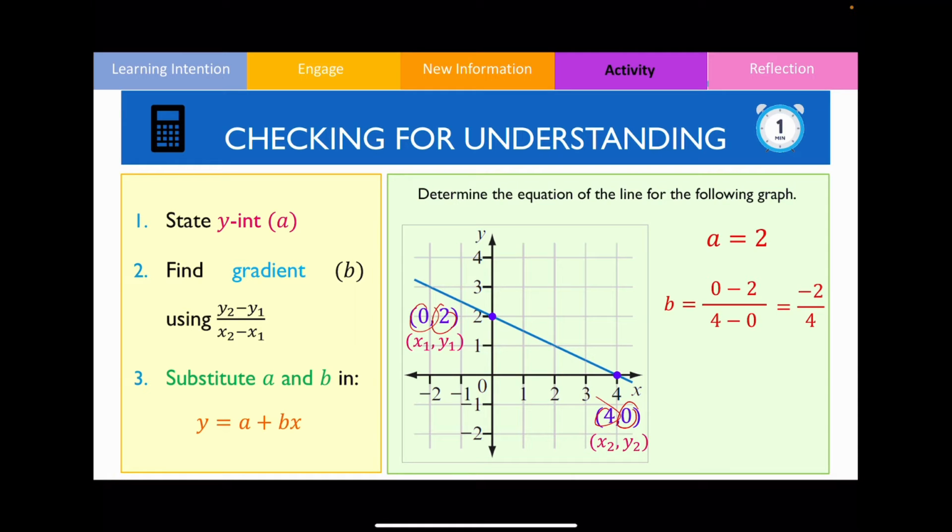Simplify this. This is equivalent to -0.5. And lastly, I just need to substitute the values back into the general equation. So therefore, my answer is going to be y is equal to 2 minus 0.5x.